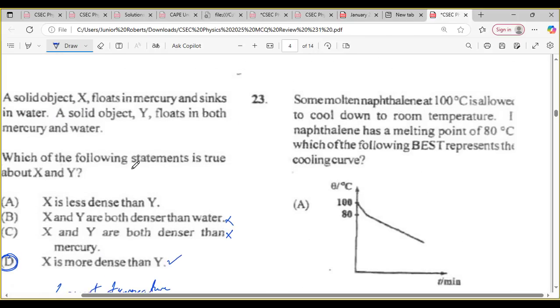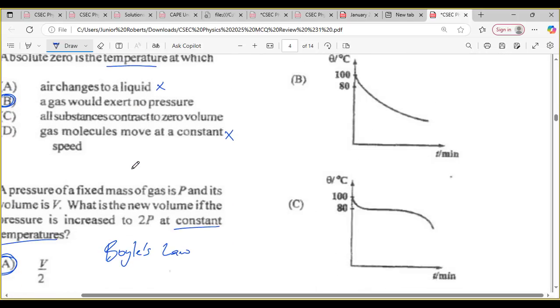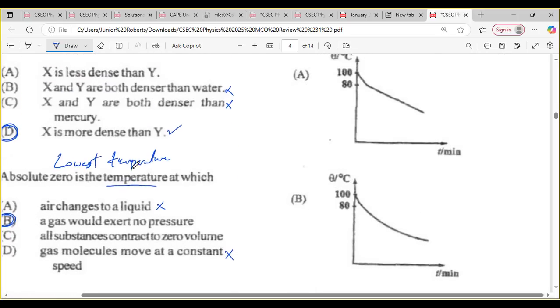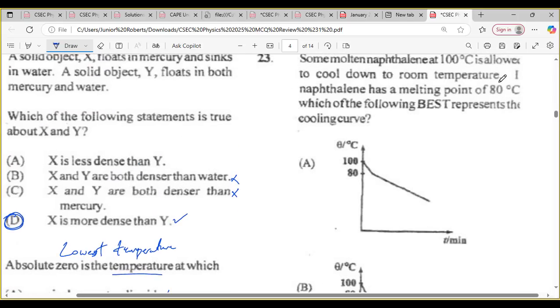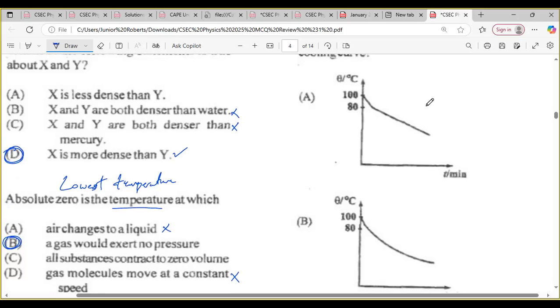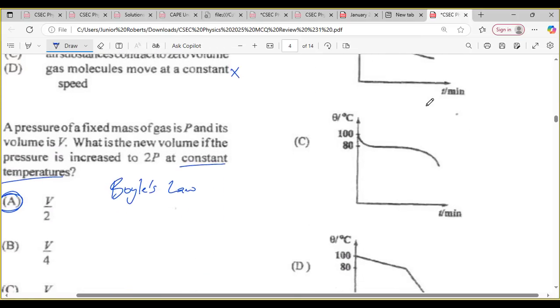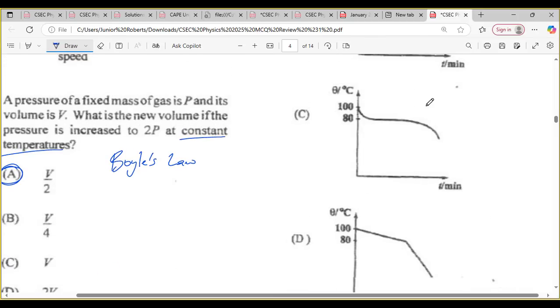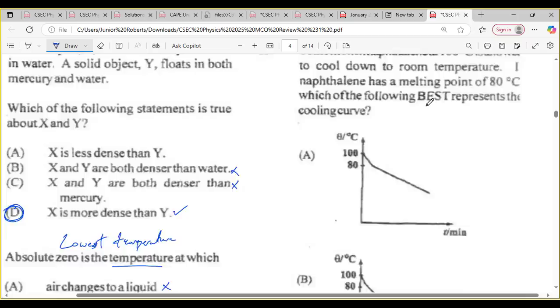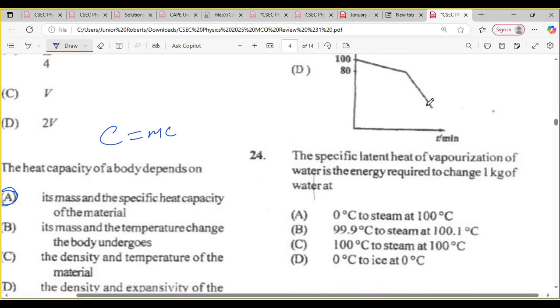So it says if naphthalene has a melting point of 80 degrees Celsius, which of the following best represents the cooling curve? So in this case, we want the cooling curve. Since the naphthalene has a melting point of 80 degrees Celsius, it's going to change from a liquid to a solid at 80 degrees Celsius, and that occurs at a constant temperature. So the best graph that shows that is C. So 23 is C, as we see right here.